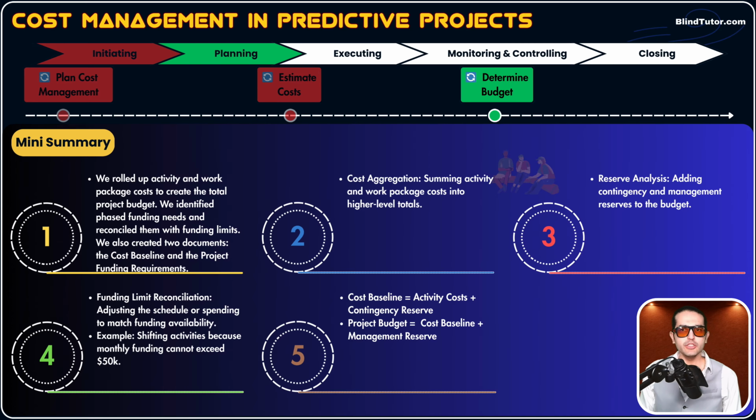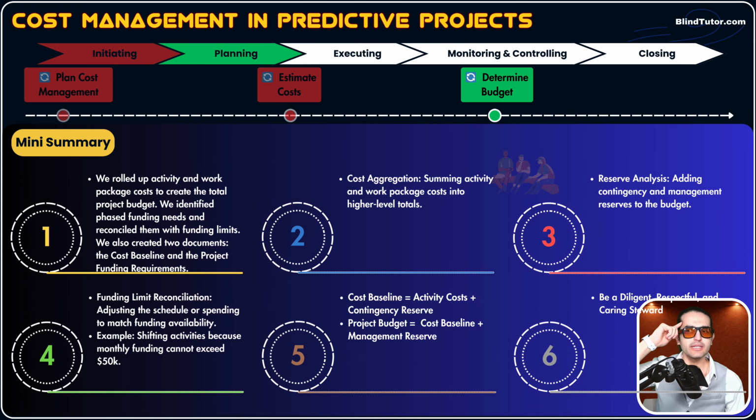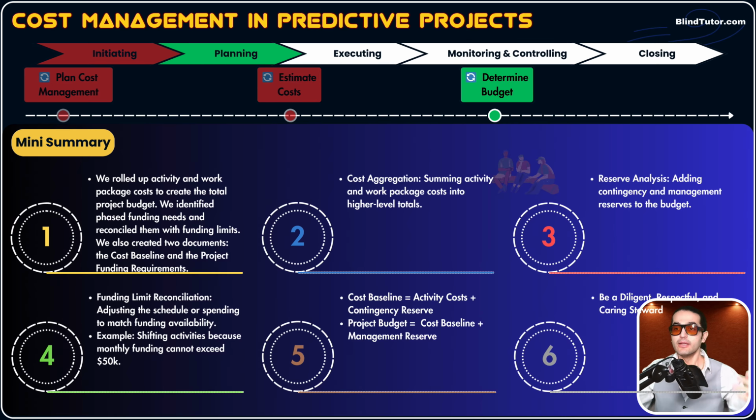Awesome. And guys, while you were performing the process called determine budget, you applied one principle. You were a diligent, respectful, and caring steward. What does this mean? It means you cared about the project's money, about your organization's money. You're determining budget. It means you're working with real money. You're planning for real dollars, guys. You need to protect that money of your organization. You shouldn't allocate budget for nonsense work. You need to make sure that the project's budget is spent on meaningful activities that add value to your project.